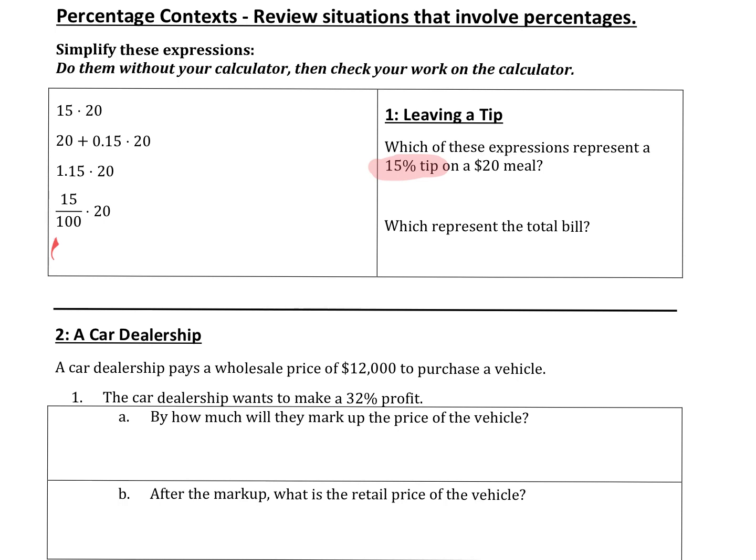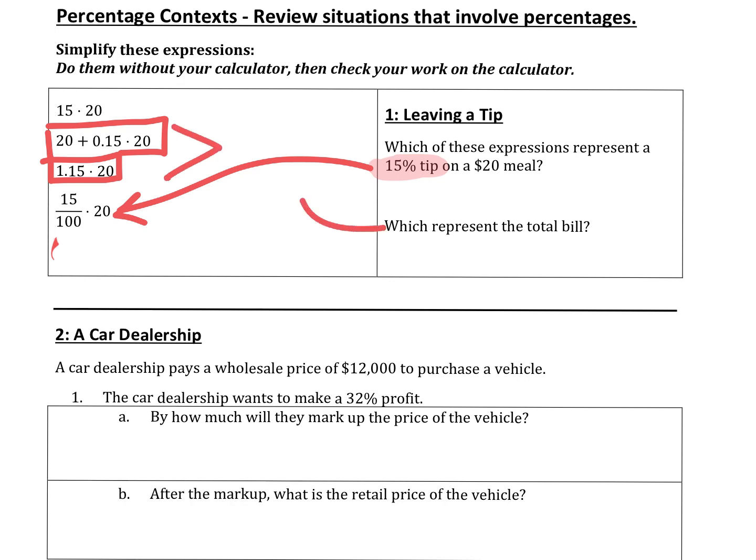Well, the total bill is going to be 15% of 20 and the 20. So this one could, as well as that one. Hopefully that had some meaning to you. Here's the tip. These two equal the same thing, so they both can represent the total bill.